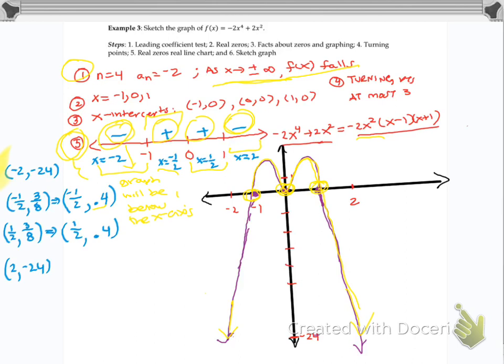So these points, actually, you didn't need them. You needed to know the output. You needed to test a point within each interval because you needed to know whether it's positive or negative. And you can use these additional points to graph, but you really just need the information we talked about.